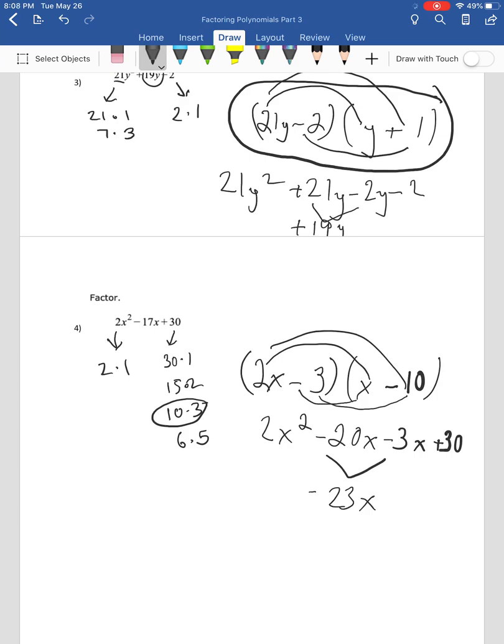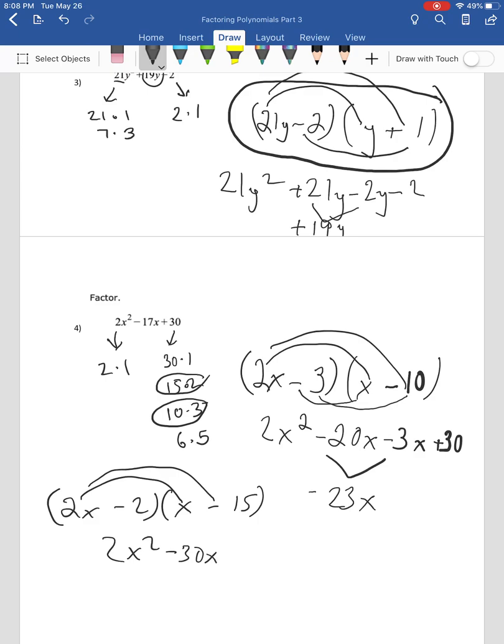If we make everything positive, then it can't work. So let's move on to a different pair of factors. Let's try 15 and 2. So that'd be 2x squared minus 30x minus 2x plus 30, and that makes negative 32x. That's not what we need.